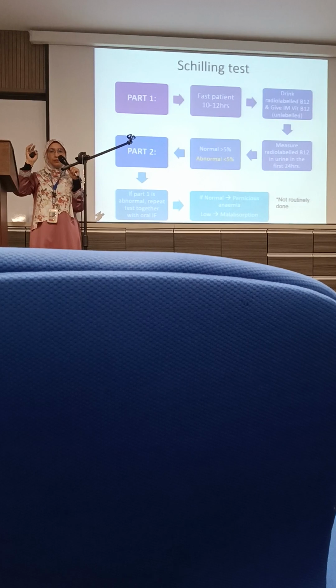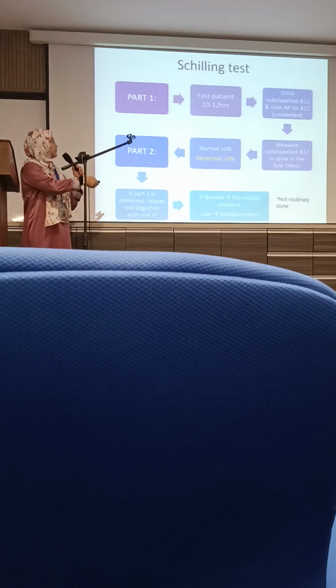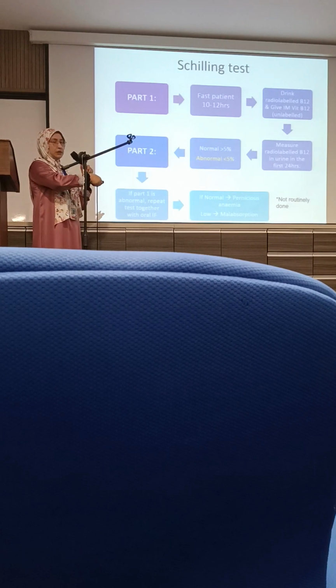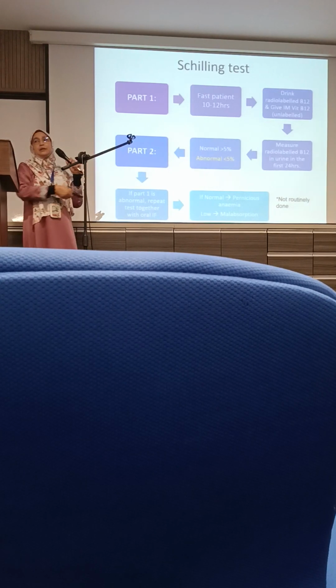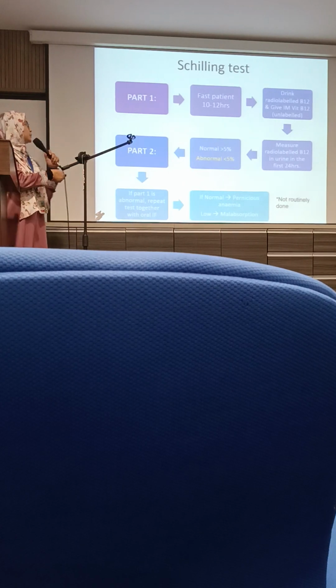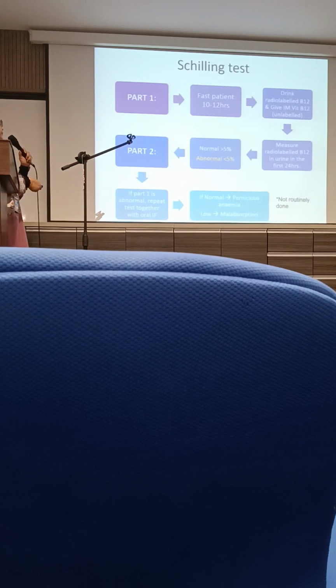You should absorb about 5% of what you eat, the one that you labeled earlier. So if it is less than 5%, it means the absorption is not enough. Okay. So if abnormal, you proceed with part 2.